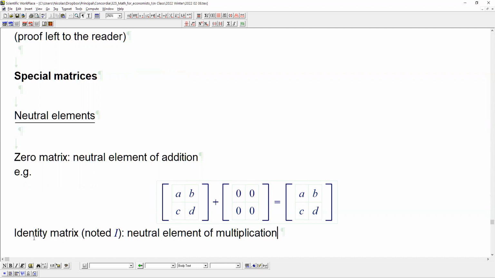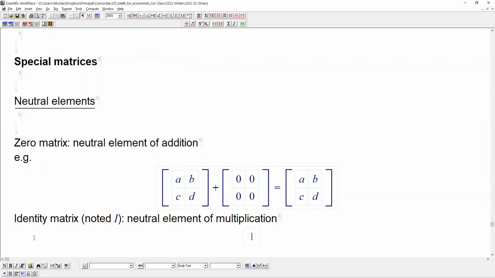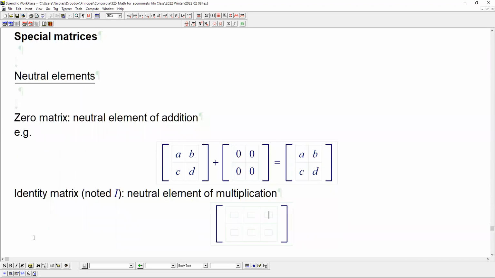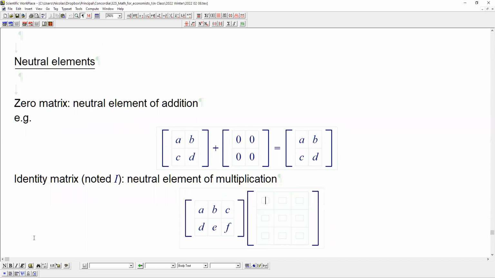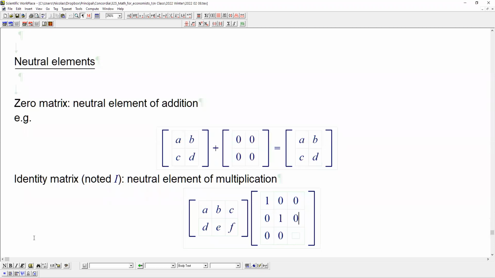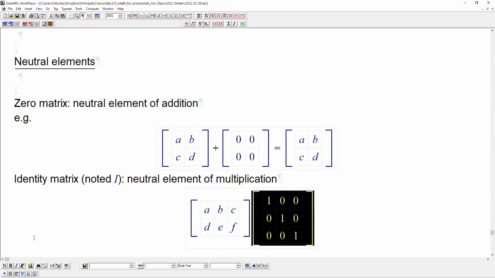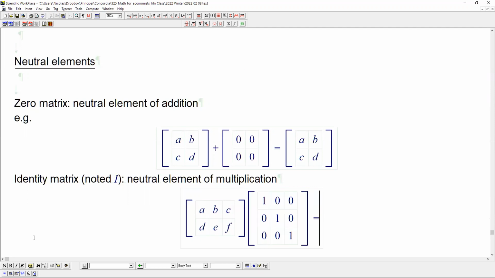Again, I have to pick a matrix that fits the size of the other matrix I'm using. Let me give you an example. If I have a 2 by 3 matrix F, what size should I use as an identity matrix? 3 by 3, yes. That's what I need, and this is what it looks like. This matrix has a magical property of keeping the starting matrix intact.